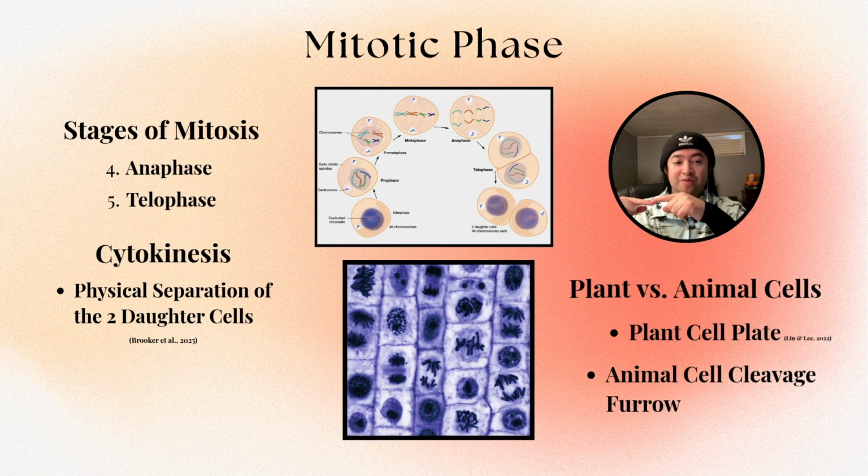Okay. Animal cells also have different processes for splitting the cells during cytokinesis, different from plant cells. Animal cells use microfilaments to split the cell into two daughter cells. This actin microfilament forms a ring around the cell that slides over itself to constrict and create what's called a cleavage furrow as the cell is split into two daughter cells.